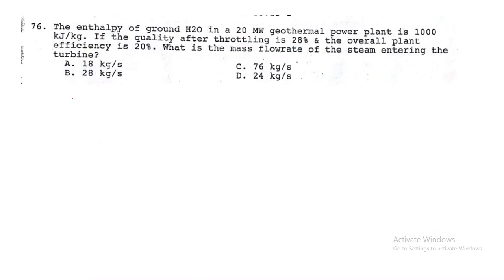So, makuha natin yan, MS is equals to, di ba sa geothermal power plant, MS is equals to mg times yung quality. So, si mg pwede nating makuha using, so, si mg, anong mg natin dito? Si mg, makuha natin using 20,000. So, itong 20 megawatt geothermal power plant.